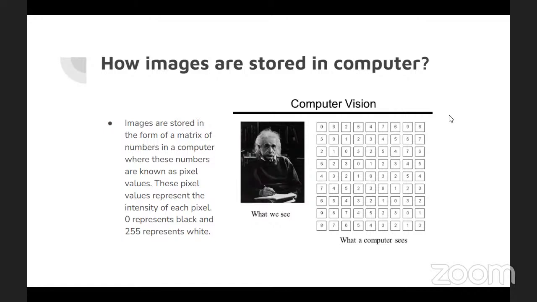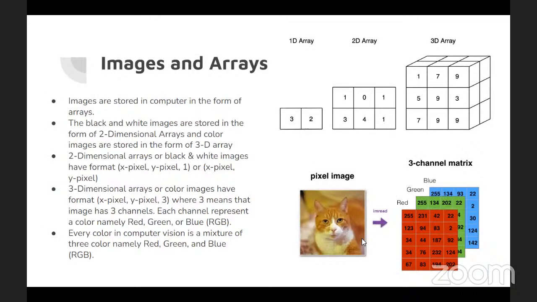computer only knows numbers. So this is the reason why, while storing an image, the image is converted into an array, or matrix, or whatever you like to say. And here different numbers represent pixel values. Pixel value can range from 0 to 255, where 0 represents black and 255 represents white. So these are the basics of images and arrays.